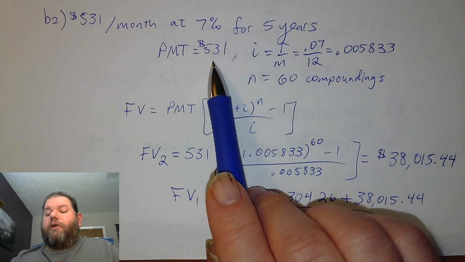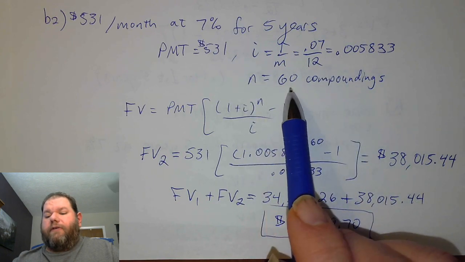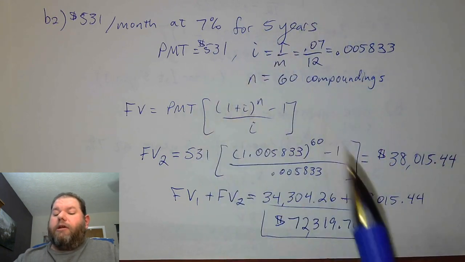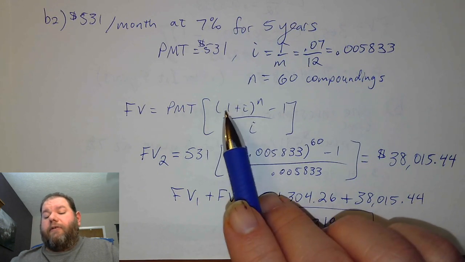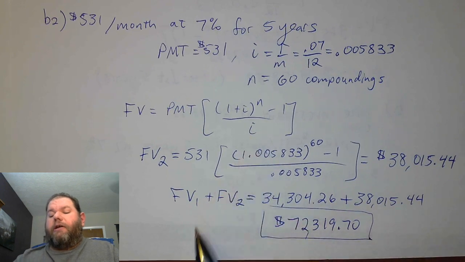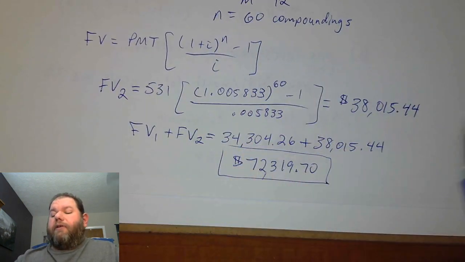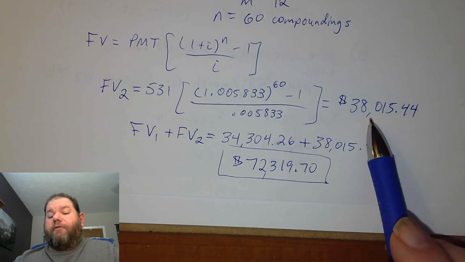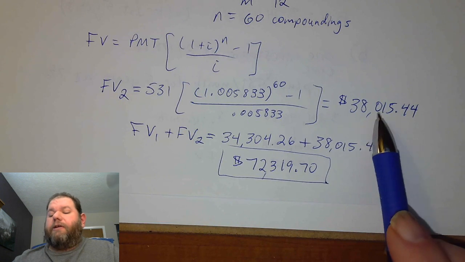We have $531. I is still 0.07 over 12. N is still 60, same as B1. But now we have a different formula for future value in this case. It's payment times 1 plus I to the n minus 1 over I. We get everything plugged in and calculated. And that's what we have after 5 years for the monthly deposit that we're making.